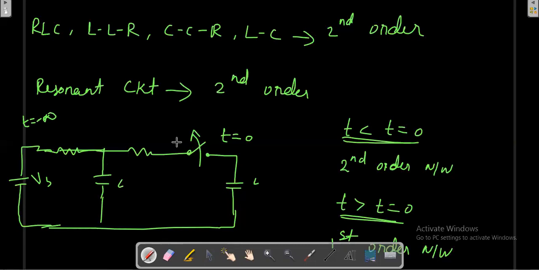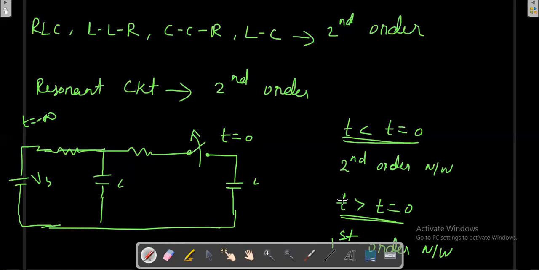Now suddenly what you are doing: this voltage source is there and this capacitor is there and the switch is closed. So far both the capacitors are getting energy from t equal to minus infinity. Now suddenly you are opening the switch. Before opening the switch, that means when the time is less than t equal to 0, because at t equal to 0 you are doing the switching operation, the circuit is of second order nature.